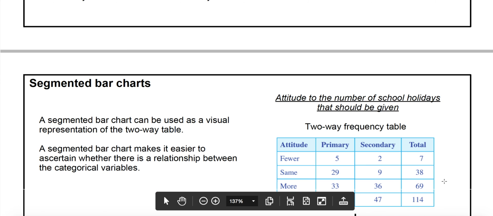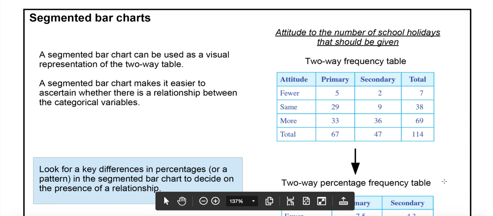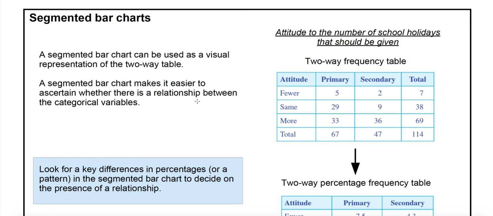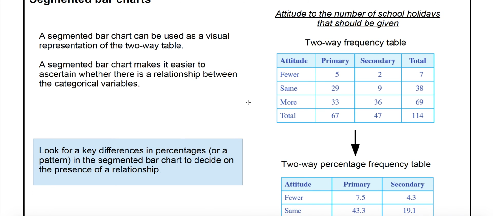Just moving along to segmented bar charts. We're not going to construct the bar chart, but we are going to interpret them. Now, we have done segmented bar charts before, but only when we just had one single column, and that was late last year when we started off this topic. So just a little idea of the progression, I guess, from the raw data to the bar chart.